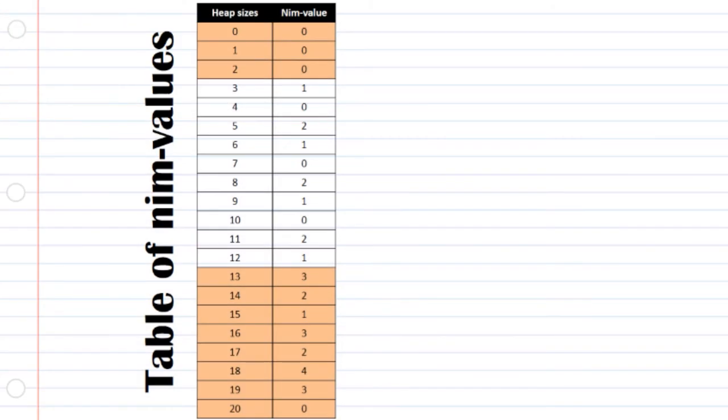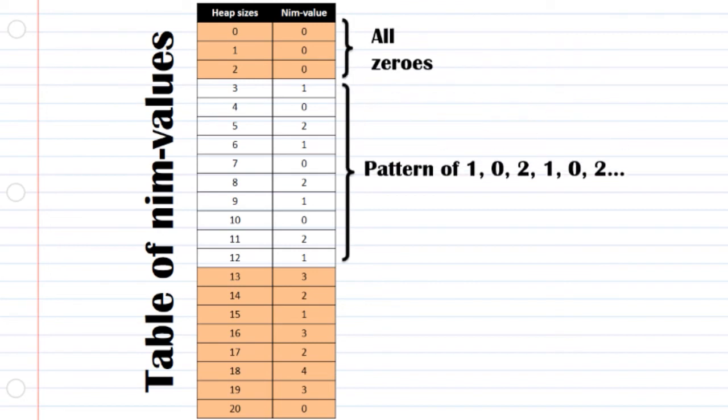This table shows the numbers of the different initial heap sizes. From the table, we can see that the first block of heap sizes have a number of 0, while the next block has a pattern of 1, 0, 2, 1, 0, 2, whereas in the last block, the pattern is gone.